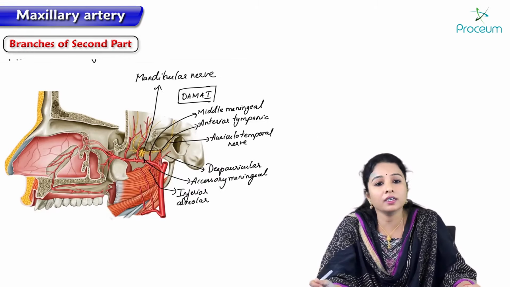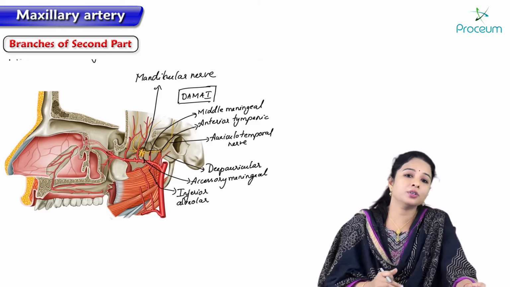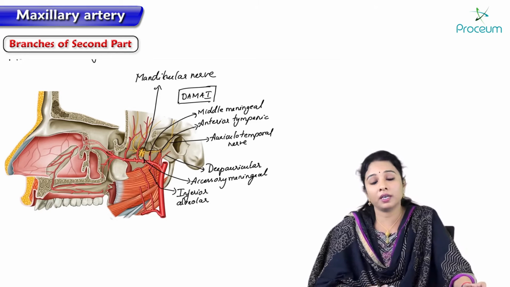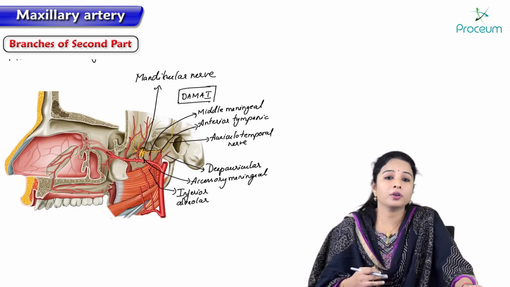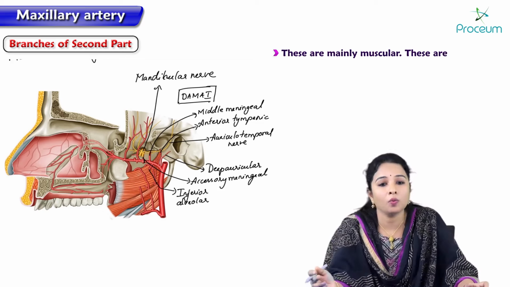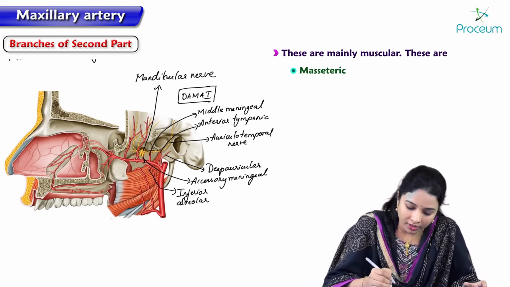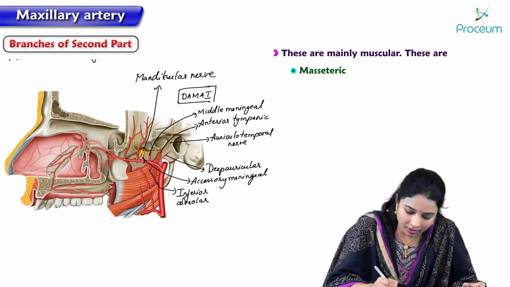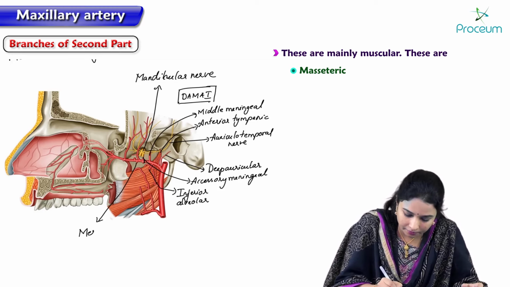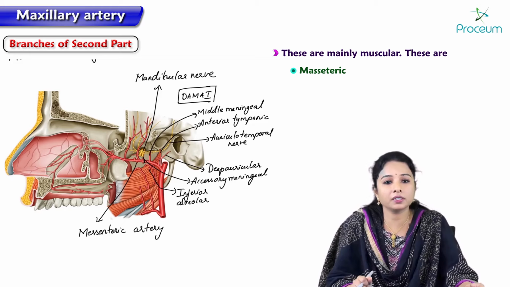Now, let us understand the branches of the second part of the maxillary artery. It is easy to remember the second part branches because most of these are muscular branches except one. So, the masseteric artery. From the second part we see an artery to the masseter. The masseteric artery supplies the masseter.